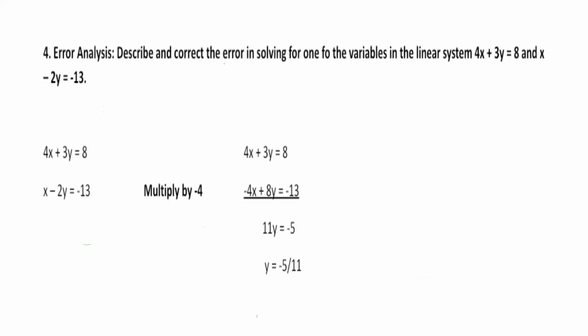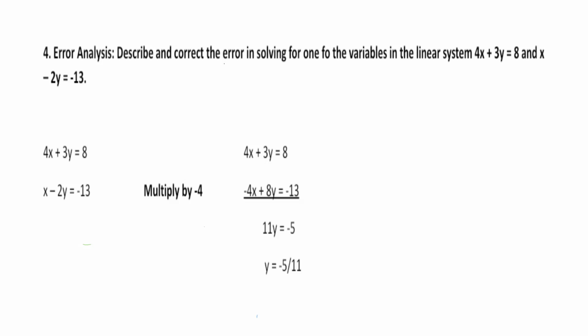Okay, so the problem says to describe and correct the error in solving for one of the variables in the linear system 4x plus 3y equals 8 and x minus 2y equals, excuse me, negative 13. So I'm going to give you guys 2 minutes to say what you guys think is the error. Then we're going to go over it.